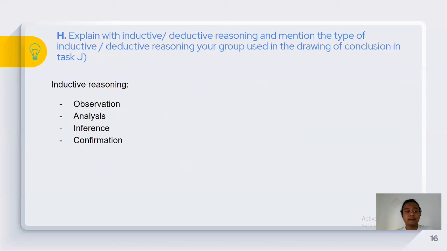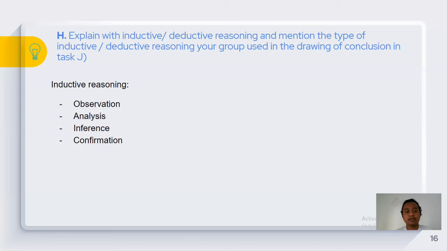And for question H, we're being asked to explain with inductive or deductive reasoning. I mentioned the type of inductive or deductive reasoning that might be used in drawing the conclusion in task 2. So we think we use inductive reasoning because here we are trying to find a generalization. We're trying to find the average to get an insight on our class height, weight, dietary consumption, sleep hours, and weekly exercise.